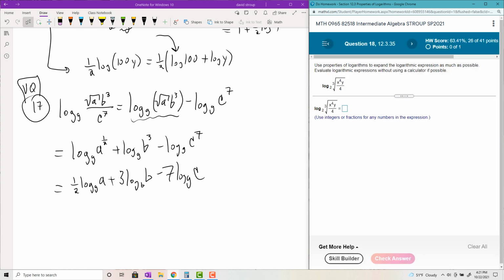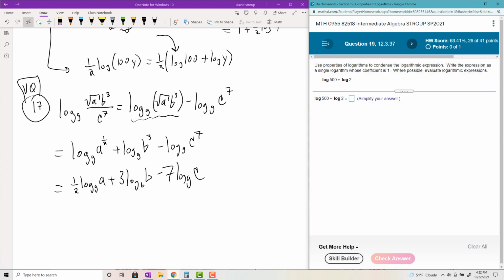Okay, great. Another one here, I do the power rule first on this guy because that cube root is really parentheses to the 1/3 power, and then you could start splitting up the log, but then you would have to distribute the 1/3 to all the terms. I'm going to leave that one for you, right?